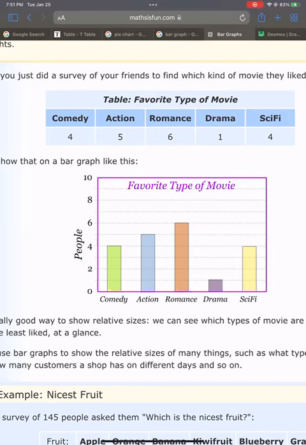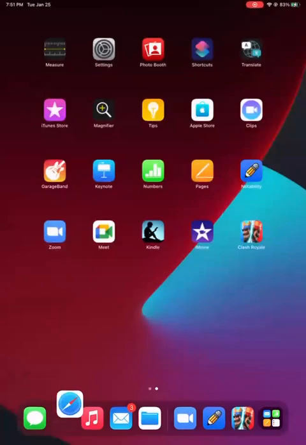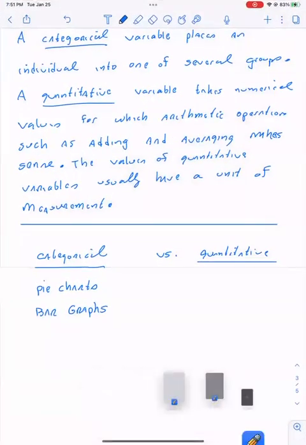You want to have the widths the same. You don't want to visually skew your results. If you have one that's wider, it'd be like, oh wait, is that more important? Is that bigger? You want to be able to visually see what's going on. Bar graphs and pie charts are just the two simplest ways of doing that. So those are what we use for categorical variables, but they are not what we use for quantitative variables.